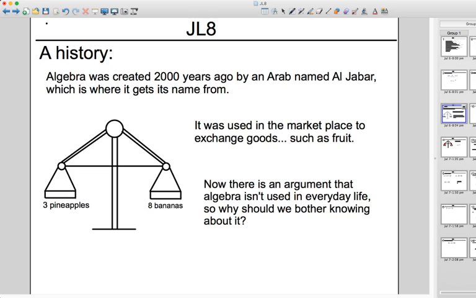There is an argument that it's not used in everyday life, and why should we bother even knowing about it? Well, that is true. You're not going to use algebra in day-to-day life and business, but it does underpin the kind of thinking that you need to have to reverse engineer problems. So thinking backwards is the right way of describing why it's useful.